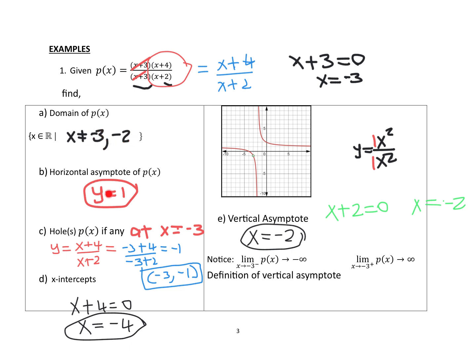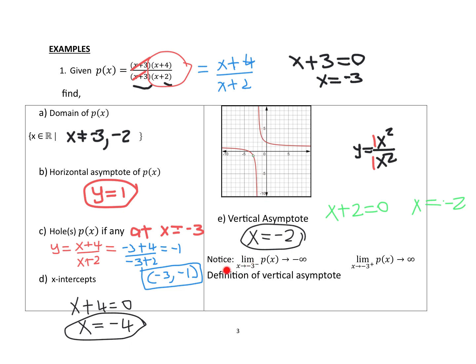The next one is the horizontal asymptote. Y equals 1, and you can see an invisible line here. Y equals 1, that's why there is a break. And then there is a hole at x equals -3, and I got the other coordinate to know the specific location of the hole. The x-intercept is where the graph cuts the x-axis, negative 4. The vertical asymptote is this invisible line at x equals -2.